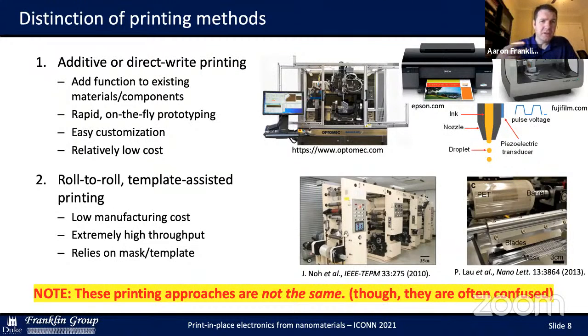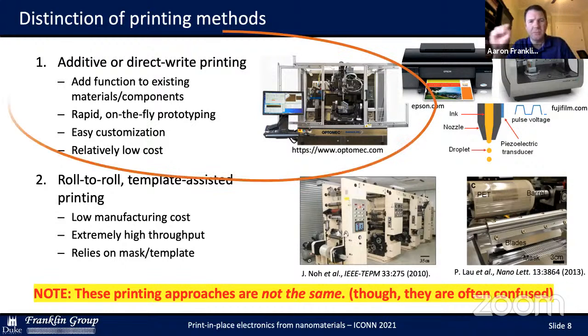Roll-to-roll printing is more of a manufacturing-driven approach. This is similar to things like newspaper printing, where you actually have an extremely high throughput process, and it's enabling manufacturing in huge quantities. That is also something you could use nanomaterial inks for, but my focus will be on the additive or direct write printing techniques and what they can bring for the application space.